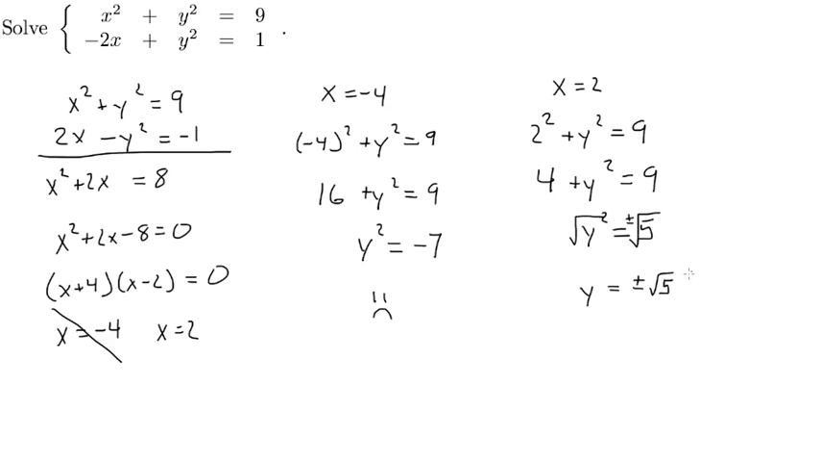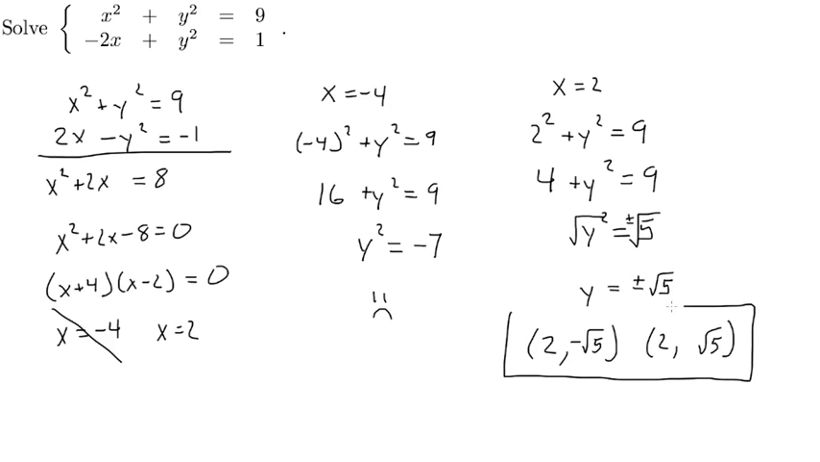So you might ask yourself, well, which one's the answer? They're both the answer. So we have two different solutions here. So our first solution is going to be 2 comma negative square root of 5 and 2 comma positive square root of 5. So there are two answers.